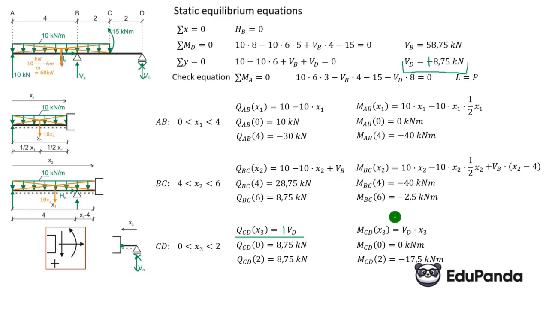So here it's minus VD times x3, which is minus 8.75 times 2, which is minus 17.5 kNm. Personally, I am in favor of changing this direction and changing the sign right from the start. I think that way it will be easier to avoid mistakes at a later stage. Okay, we have calculated the values of shear forces, we have calculated the values of moments, so let's move on.